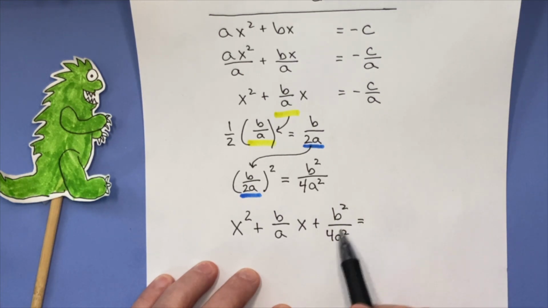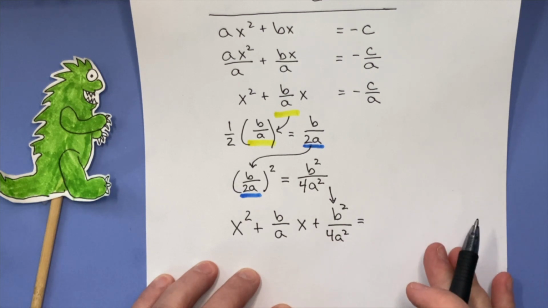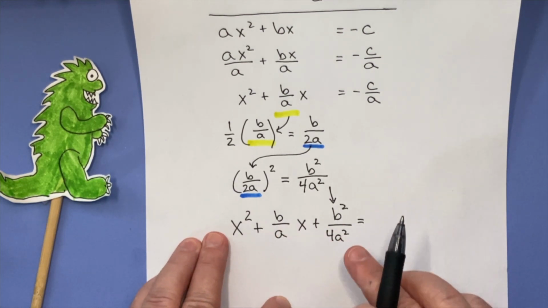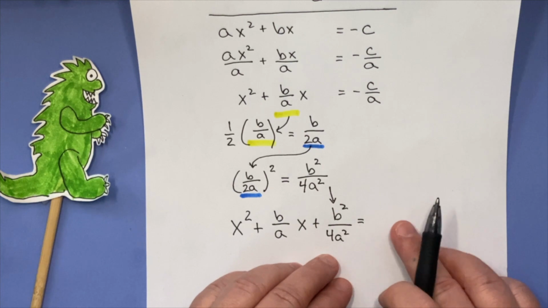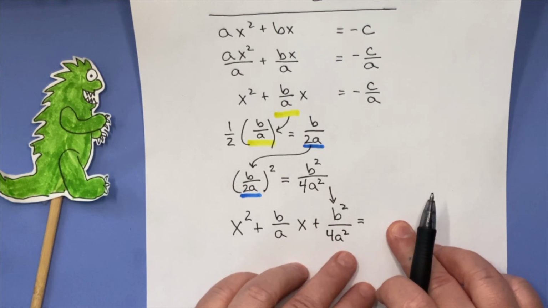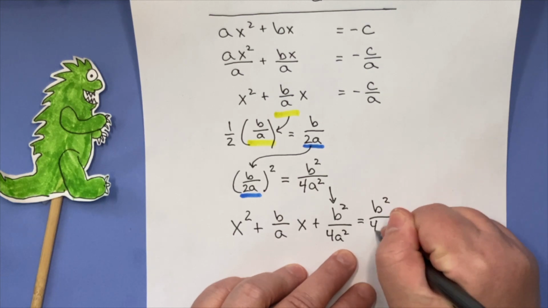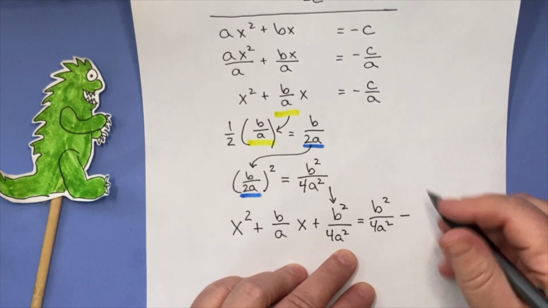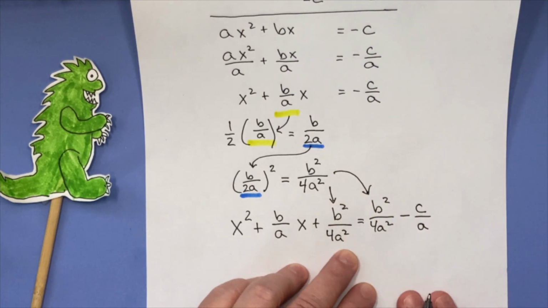Now, when I add this to the left and the right, I can choose where I put it. I'm going to put it at the end here because I am completing a square. I know it doesn't look like a perfect square, but this is now a perfect square, believe it or not. However, over on the other side, I'm going to choose to put the b squared all over 4a squared first. And then remember we had this minus c over a. That'll go right here.